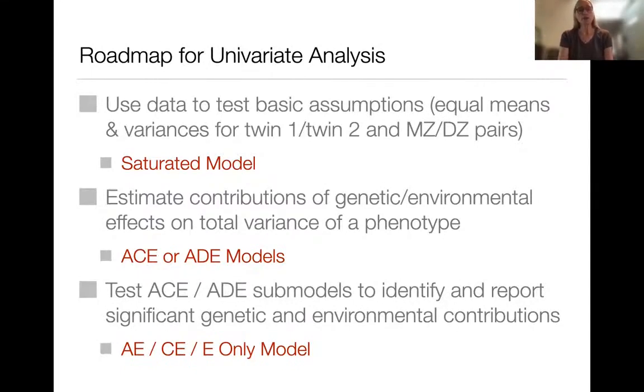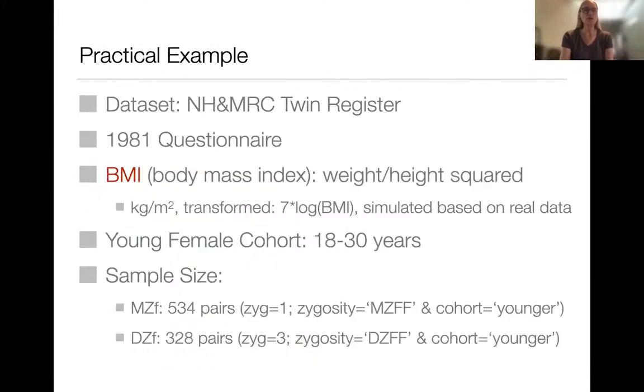Next, we will want to estimate the contributions of genetic versus environmental factors on the total variance of a phenotype. So we'll delve into both ACE or ADE models. And I'll just explain in a minute what these acronyms stand for. And then finally, we test various submodels of these ACE and ADE models to identify and report the significant genetic and environmental contributions. So these would be considered an AE, CE, or E-only model. Hopefully this will become clear during the rest of this presentation.